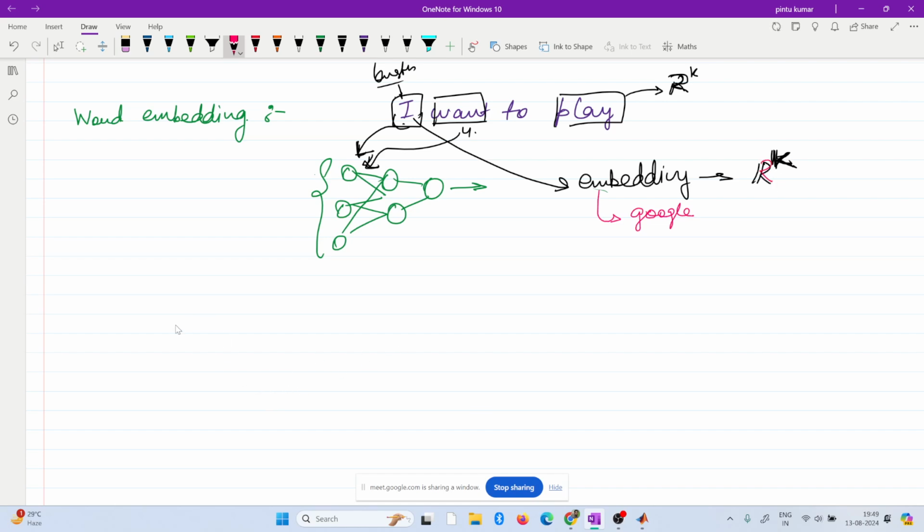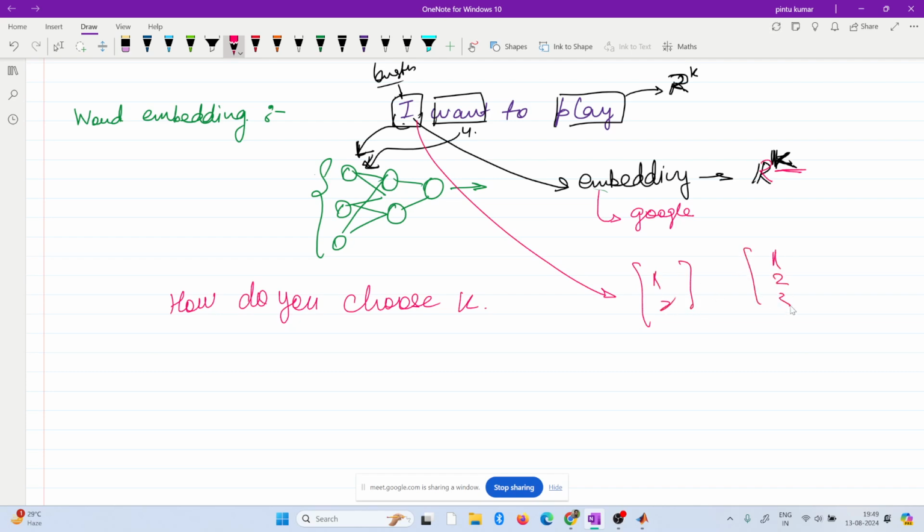Now the question over here is, how do you choose k? This was an important question. k is the size of the dimension. So let's say you want to convert every one of these vectors into a two-dimensional vector, or a three-dimensional vector, and so on. How do you do that? This was an important question.